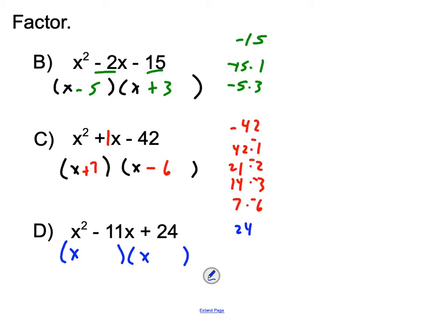So let's just think about the numbers that give us 24 here first, and then we'll work through the signs. 24 and 1, 12 and 2, 3 and 8, 4 and 6. So they both have to be negative because what multiplies to give you 24 and adds to give you a negative 11 would have to be a negative and a negative. All right, so which one of those pairs adds to give you a negative 11? Oh yeah, a minus 8 and a minus 3.